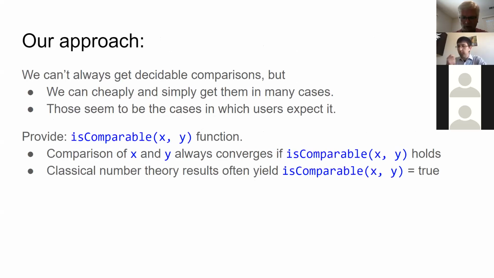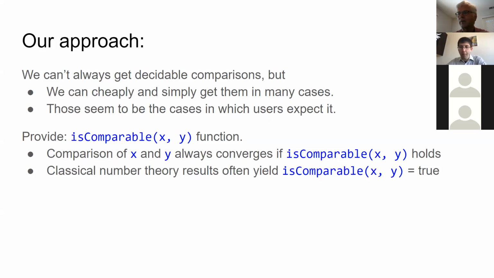So what we do instead is, since we can't always get decidable comparisons, but we can actually cheaply get them in many cases, and we actually seem to be able to get them in the cases that people actually care about, we basically provide a way to get those comparisons when we really expect them.